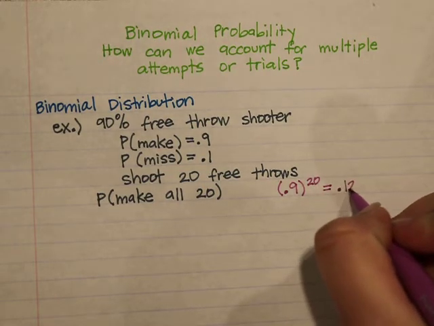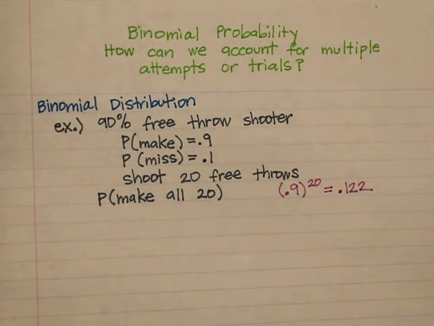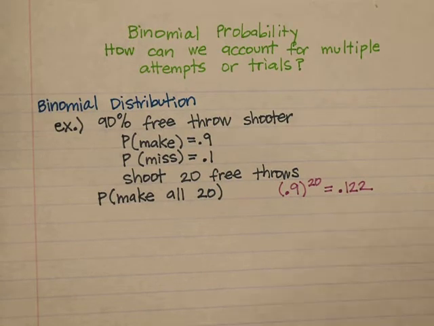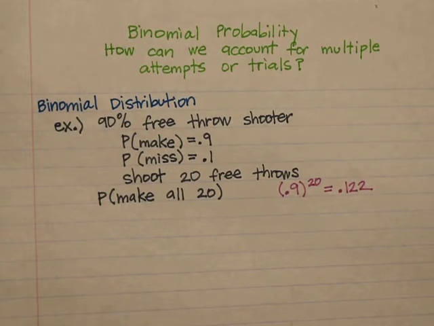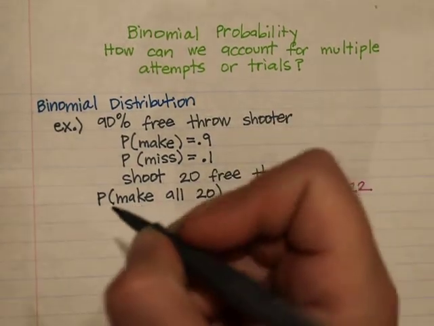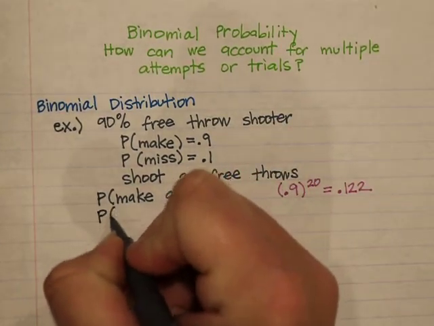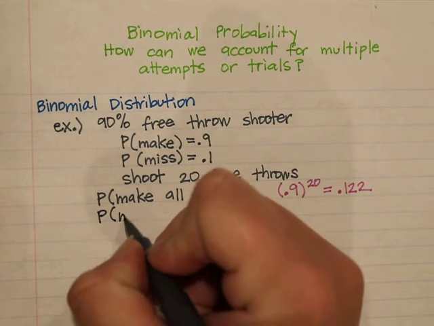And the likelihood of that happening is about 0.122, so about 12%, or almost an eighth. An eighth of the time, if you put him in the gym, give him 20 free throws, he's going to make all 20 of them. So maybe about once a week, something like that. 1 out of 8 times, approximately. So that's if he wants to make all 20, which good for him, more power to him, that'd be awesome. What if, he's a 90% free throw shooter, what's the probability that he makes 18?